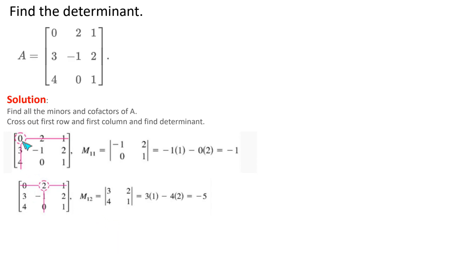Then if we go to the next number, I'm going to circle 2, and I'm going to cross out the row and the column. You might want to refresh, Ruben.